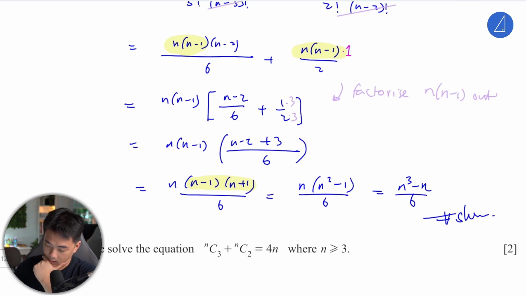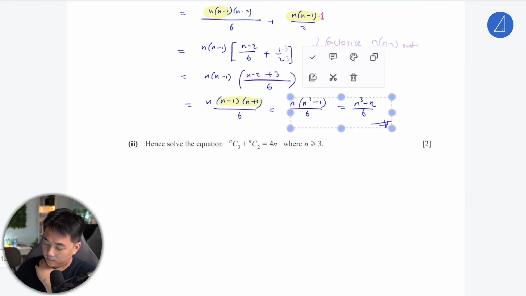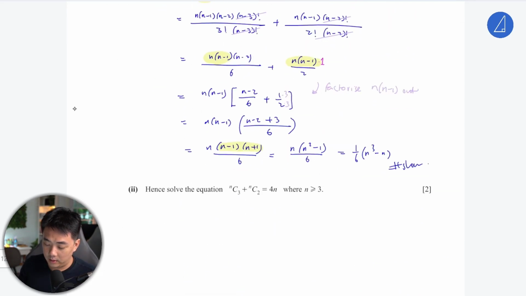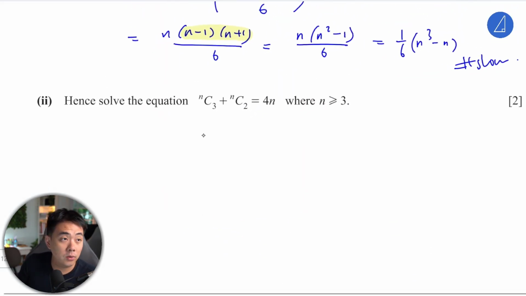So for the next one, hence solve this equation here, I think it's pretty okay. Even if you can't do the first part, what you can do is just replace the given result into this. Okay, so in this case there, what I get is n choose 3 plus n choose 2, from the given result, will be 1 over 6 n cubed minus n equals 4n.